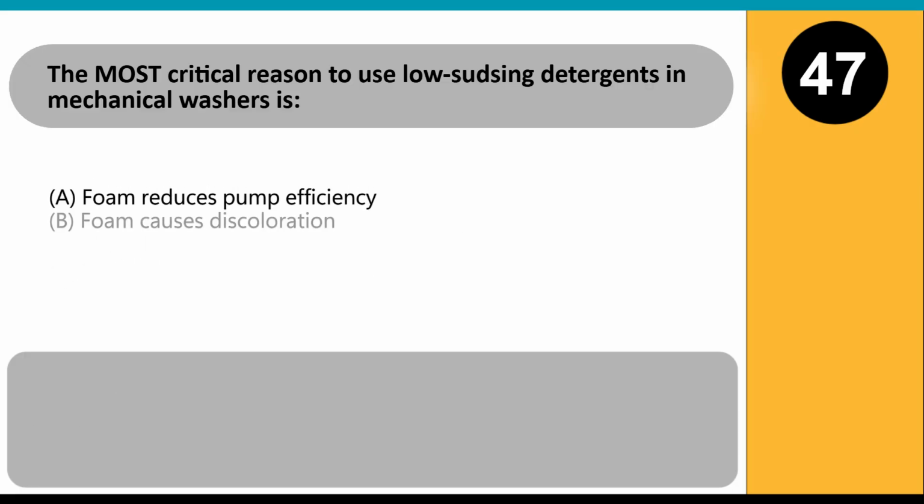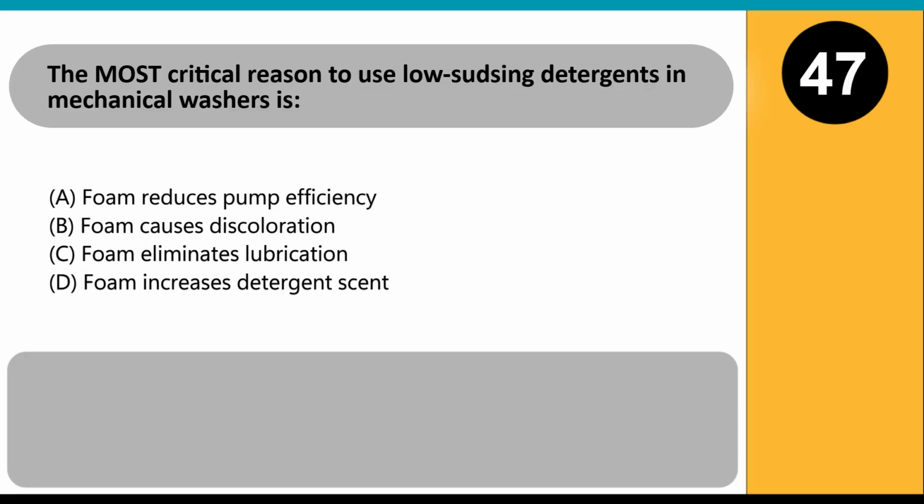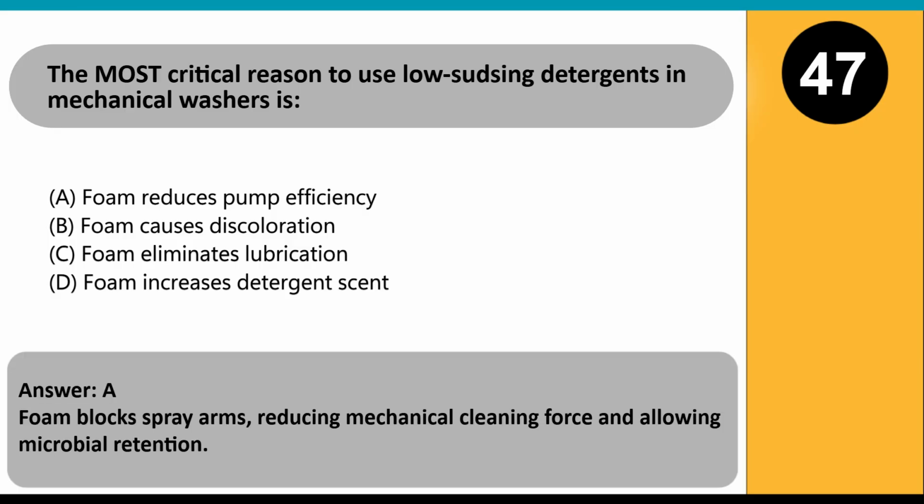The most critical reason to use low-sudsing detergents in mechanical washers is: A. Foam reduces pump efficiency. B. Foam causes discoloration. C. Foam eliminates lubrication. D. Foam increases detergent scent. Answer A. Foam blocks spray arms, reducing mechanical cleaning force and allowing microbial retention.